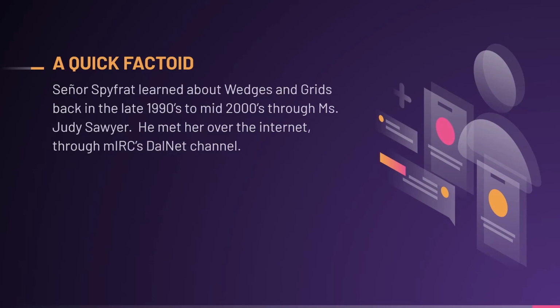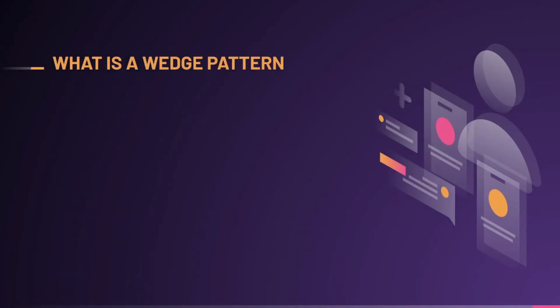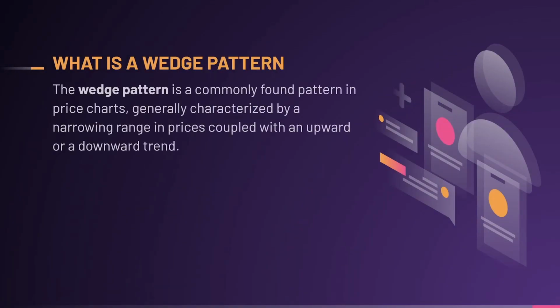Now, what is a wedge pattern? A wedge pattern is a commonly found pattern in price charts generally characterized by a narrowing range in price coupled with an upward or a downward trend. Yung narrowing, yung operational word natin dito, yung keyword, kasi maraming patterns na pwedeng gumawa nung pag-angat o pagbaba or pag-consolidate. Whereas yung moving in one direction while narrowing is typically indicative of a wedge. Okay, this will make more sense when we get to our examples in part 2, no?